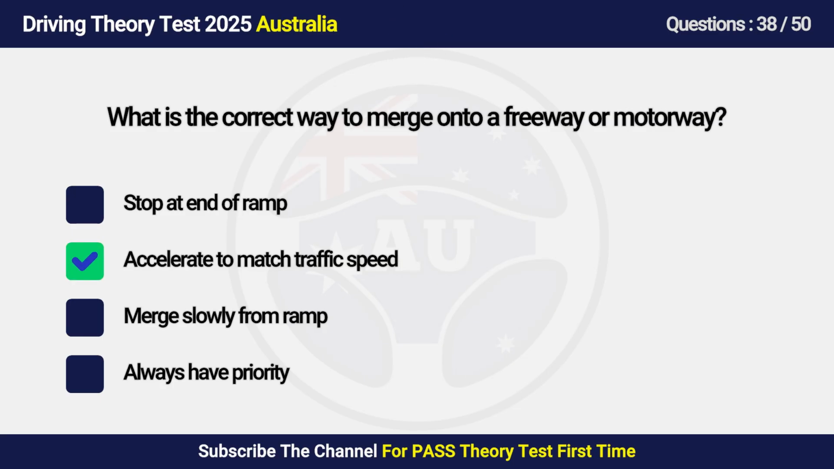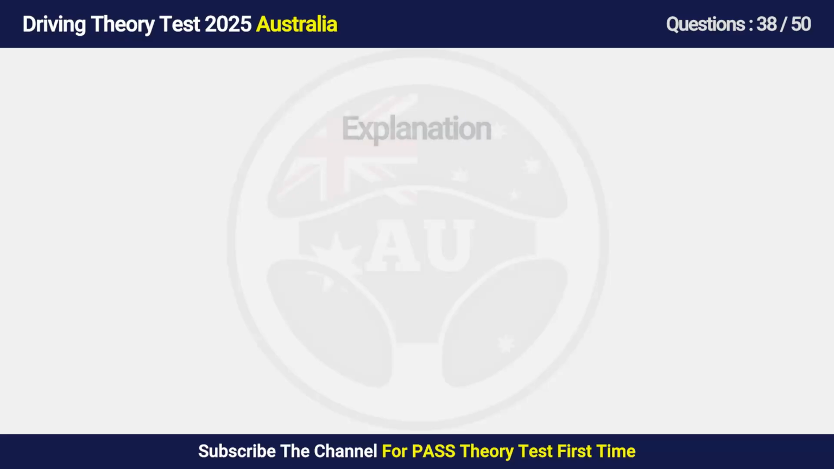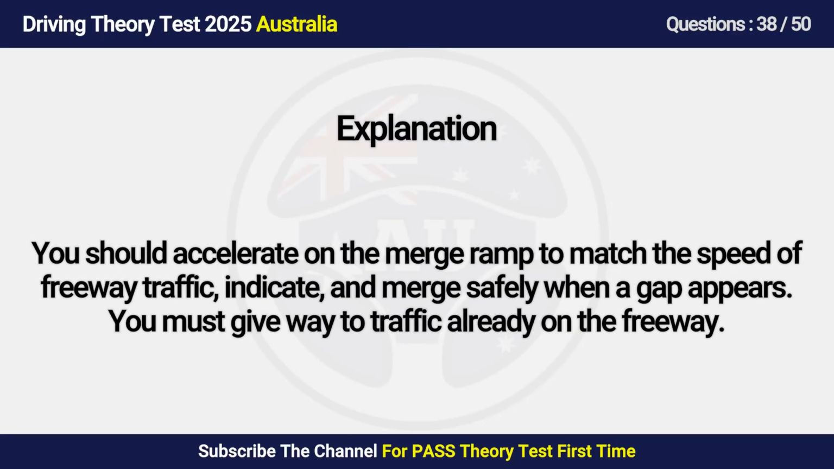Answer is B. Accelerate to match traffic speed. You should accelerate on the merge ramp to match the speed of freeway traffic, indicate and merge safely when a gap appears. You must give way to traffic already on the freeway.